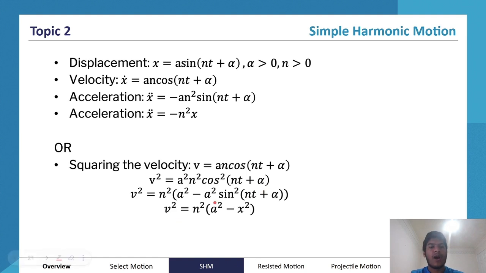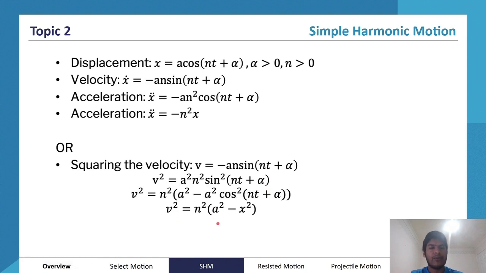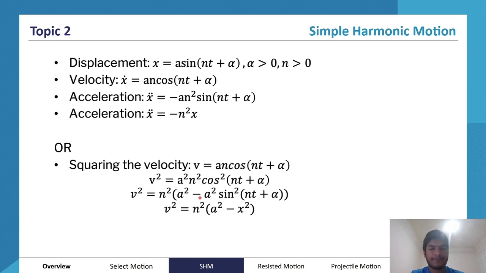And so why is that useful? Well, if we look at this a squared minus a squared sine squared nt plus alpha, we see, well, where have we seen that before? That was our position function. And so we get v squared equals n squared times a squared minus x squared.